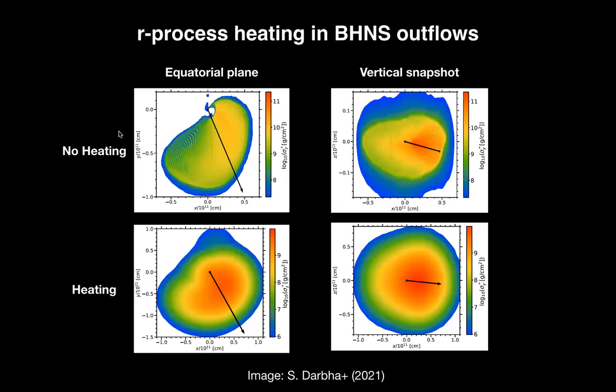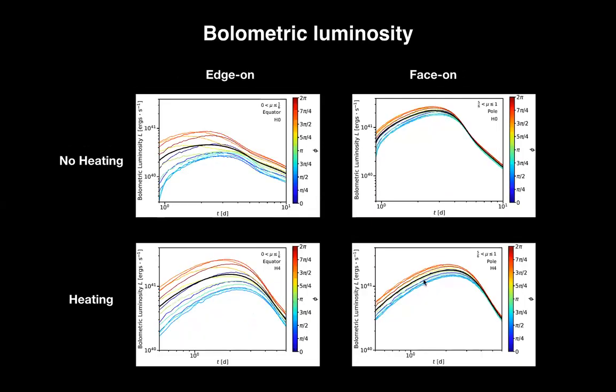And what is shown here is the difference in the density of the outflows if you include some heating from r-process nucleosynthesis as these outflows propagate out, and if you do not include any heating. And you can see that there is a pretty significant difference in the geometry of the outflow with and without heating. In particular, in the simulation with heating, the outflows become more spherically symmetric and smoother generally. So that's an important difference that is going to actually result in changes in the luminosity of the kilonova.